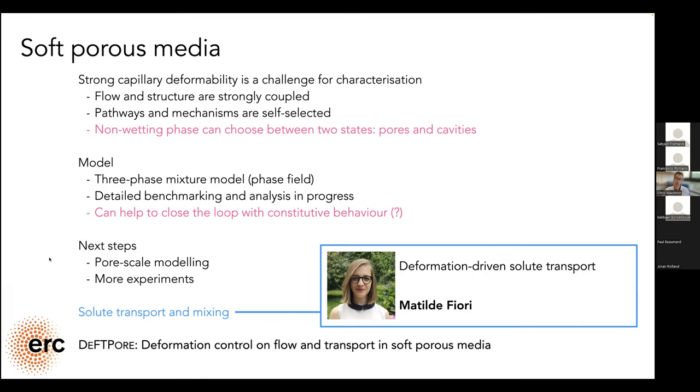So in particular, the next steps, things that Oliver is working on right now, are pore scale modeling. So developing a micro scale model that actually thinks about things like interfaces and grain deformation in order to try to link actual physical quantities like interfacial tension and grain size with these upscaled continuum properties that are in the model, as well as more experiments.